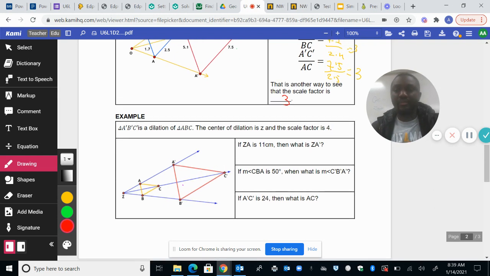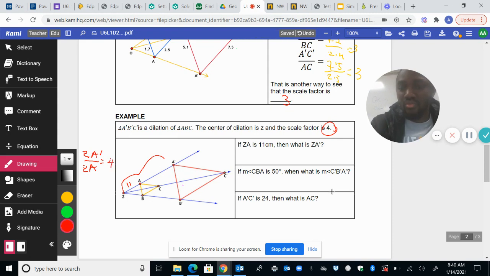So here, since these two triangles, the yellow and the red one, are similar under dilation, and the center of dilation is Z, and the factor of dilation is 4, you have to take care of that as well. So if ZE, this guy here, is 11 centimeters, then what is ZE prime? We usually say center of dilation to image over center of dilation to pre-image is the scale factor, and our scale factor here is 4.